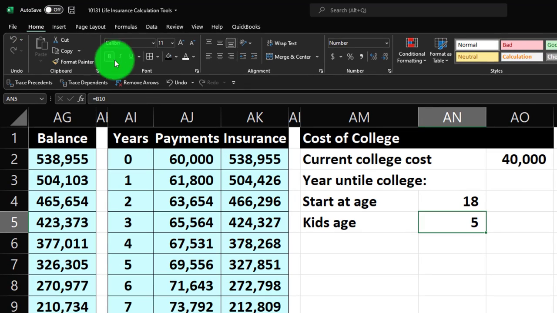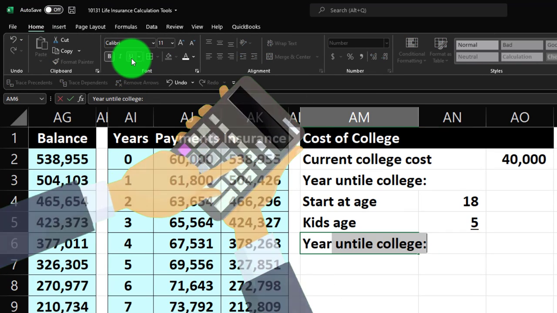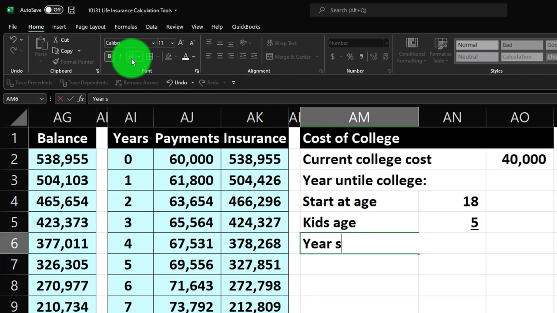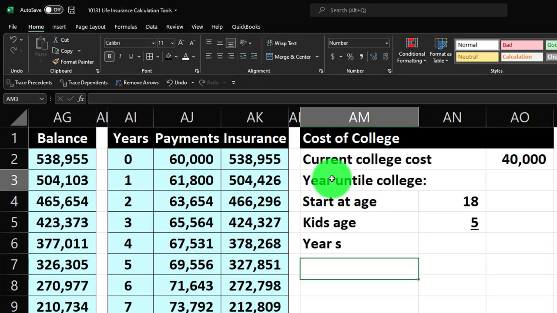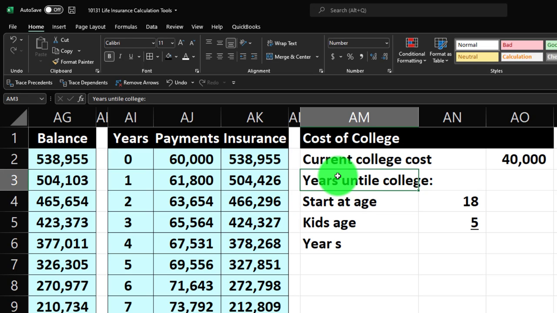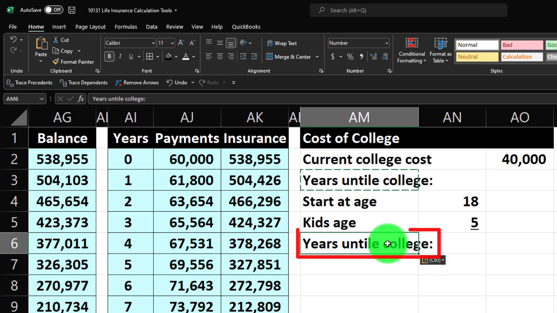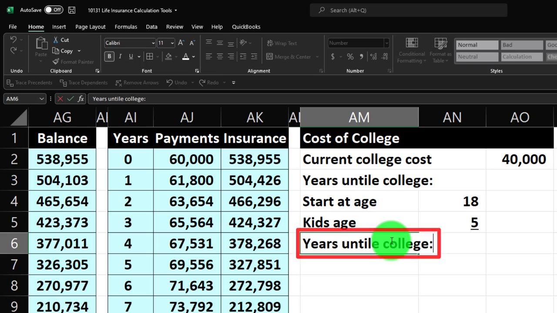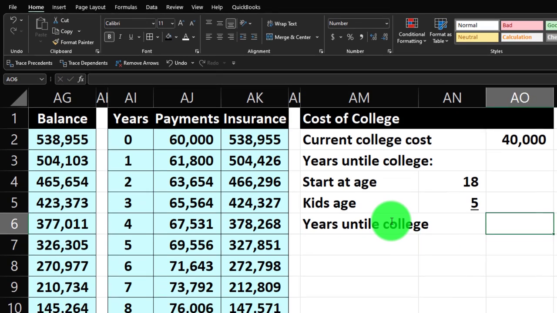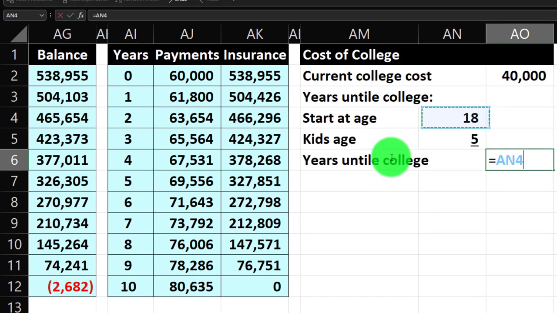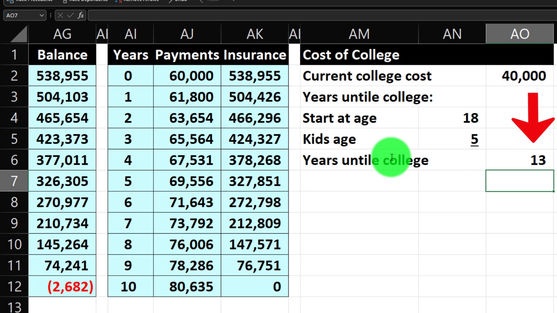I'm going to go to the home tab, font group, and underline it, subtracting this out. So this is years until college. Let's just copy that one up here, double click on it, go to the end of it, remove the colon. So how many years do they have? 18 minus 5, right? So 13 years. They got 13 years.